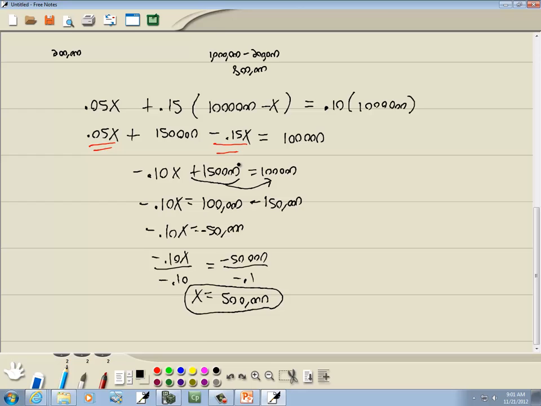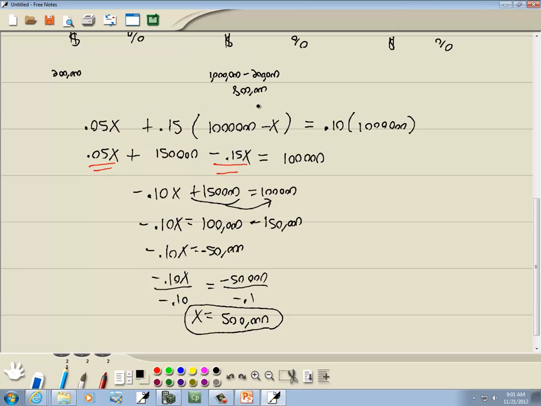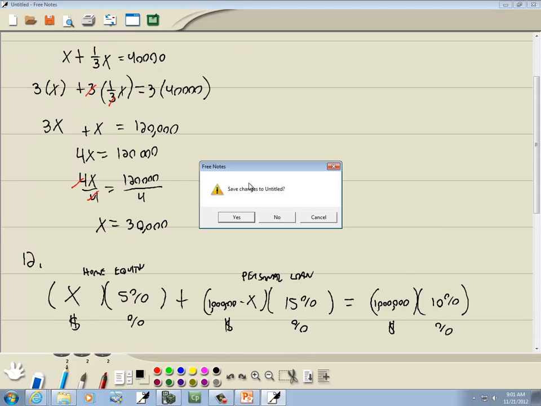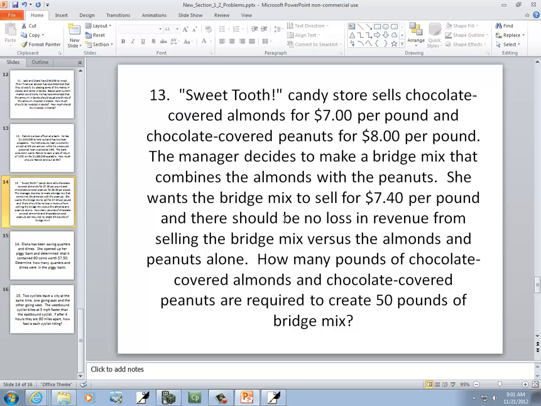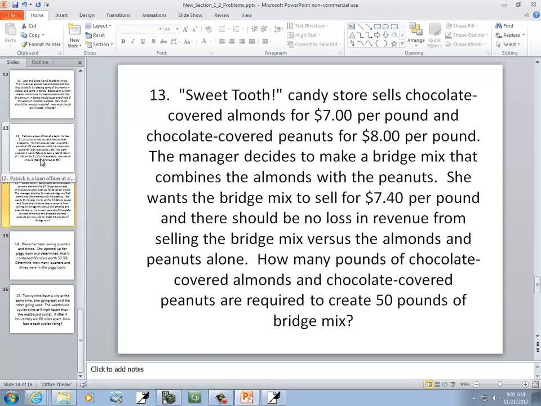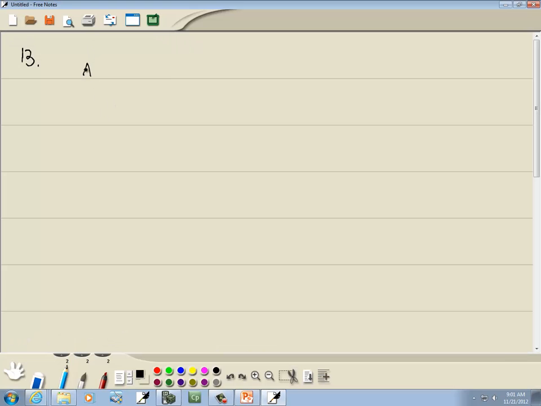Okay, let's look at another mixture problem. That's mixing money together, mixing one account with another account to get your interest or your total. Number 13. Sweet Tooth Candy Store sells chocolate-covered almonds for $7 per pound and chocolate-covered peanuts for $8 per pound. Manager decides to make a bridge mix that combines the almonds with the peanuts. Almonds plus peanuts equals bridge mix.